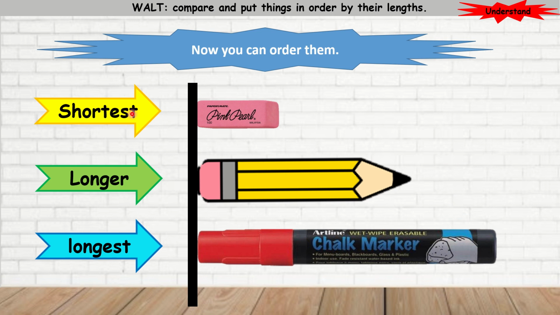So the eraser is the shortest. The pencil is a bit longer than the eraser, so it is longer. And the longest is the marker because it is the longest amongst all of them. So shortest, longer, longest.